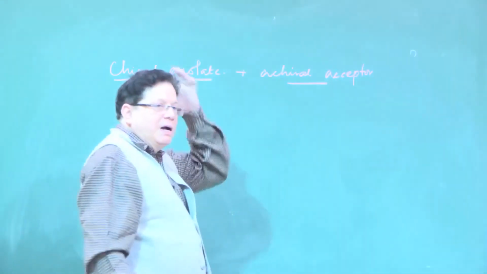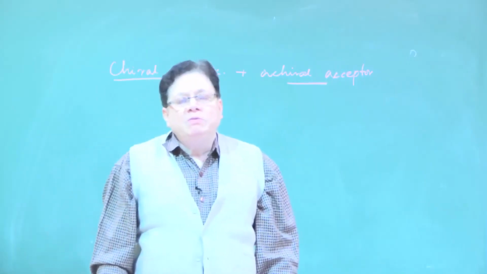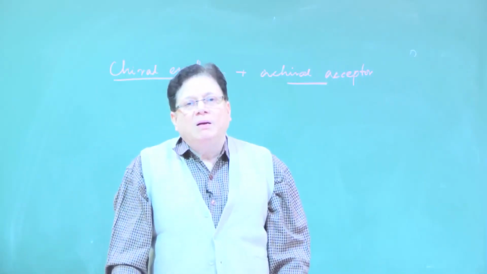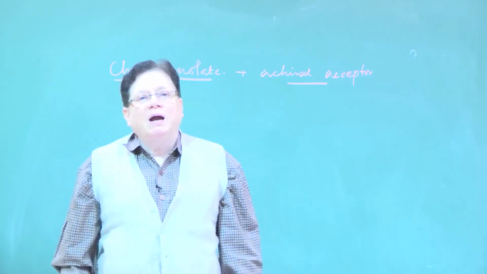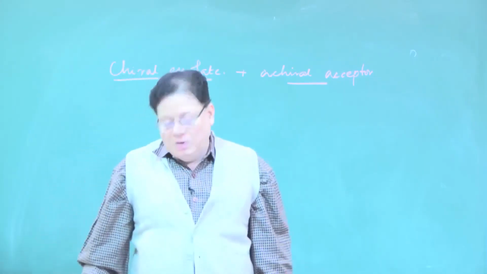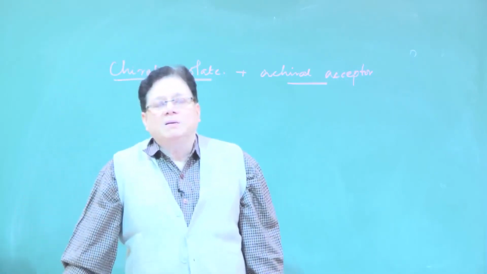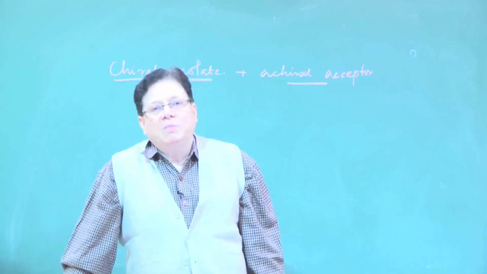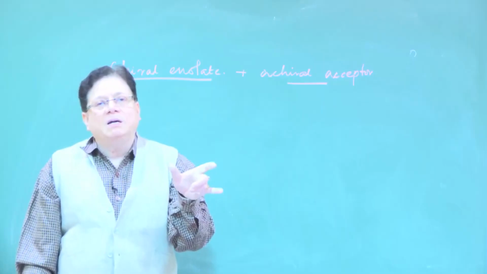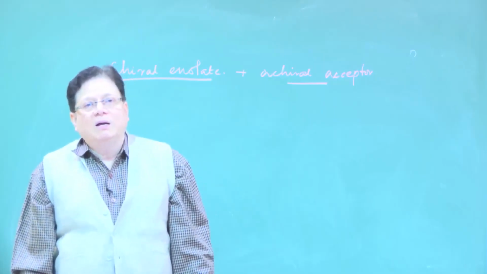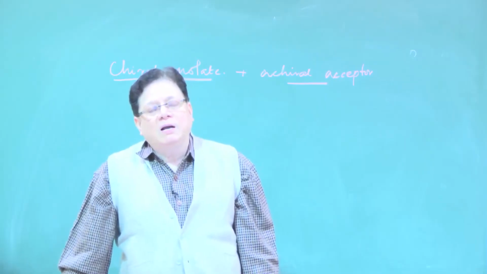Okay. Achiral acceptor. Now, chiral enolate, what sometimes reactions have to be carried out between only achiral substrates, means your enolate is achiral, your acceptor is also achiral. But the interesting part of the reaction is that the reaction itself generates 2 stereogenic centers. Okay. Now, in that case, how to induce enantiomer selectivity.